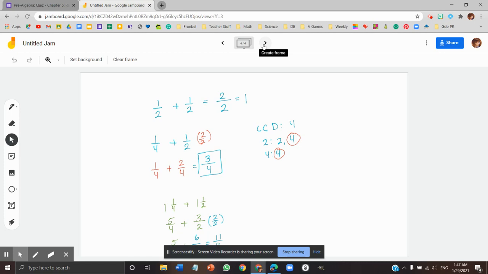Did I finish? No, I did not, because now I have an improper fraction. Let's make it a proper fraction. 4 and 11. That fits 2 times. 2 times 4 is 8. And 11 minus 8 is 3. So this is the same as 2 and 3/4.